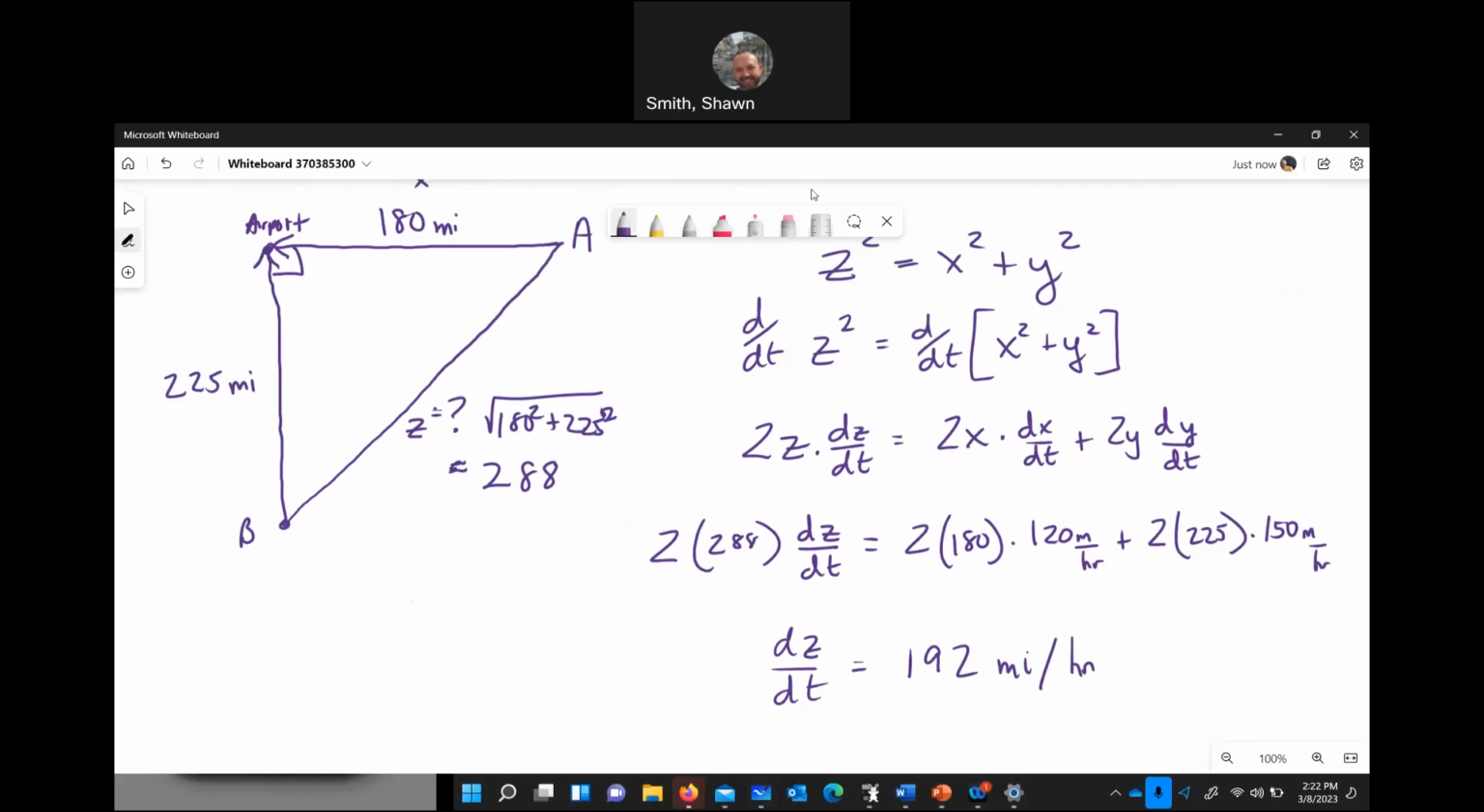That was not minus. Just in common sense, if the distance decreases, it should be negative, right? Yeah. What did we do wrong? Is there a negative somewhere in here? Let's see.